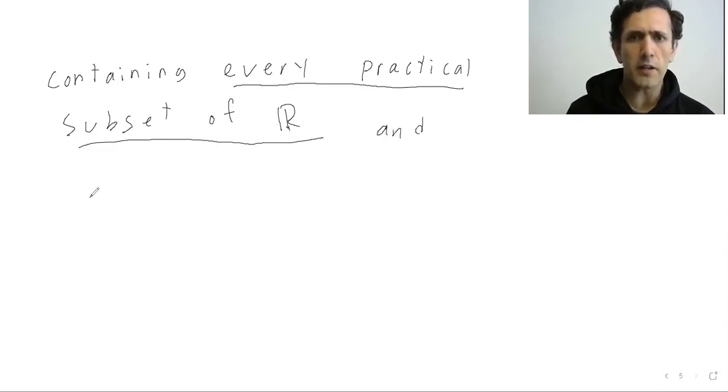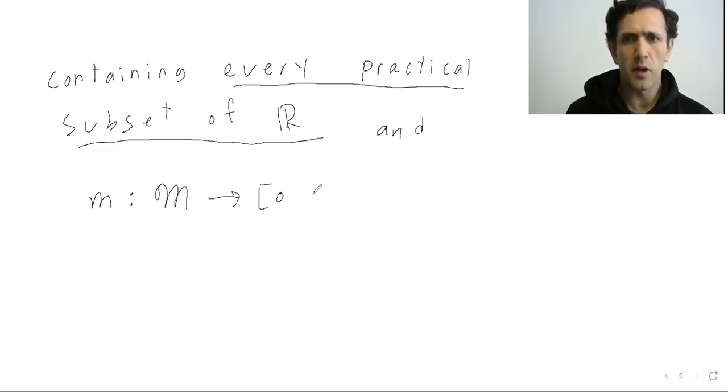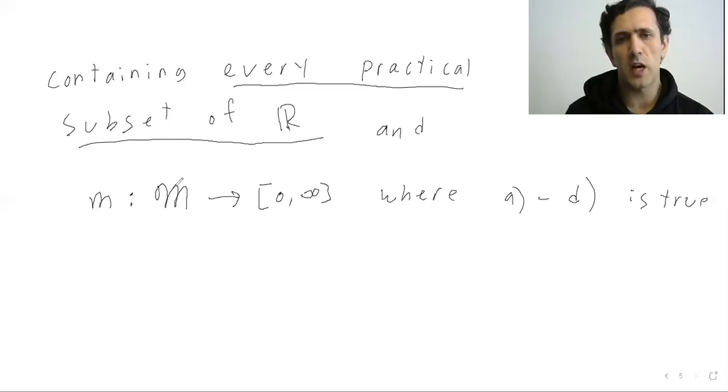And we'll find a measure function, a length function, not defined on the whole power set, but on this collection script M, where A through D is true when restricted to this collection of subsets, this collection of measurable subsets.